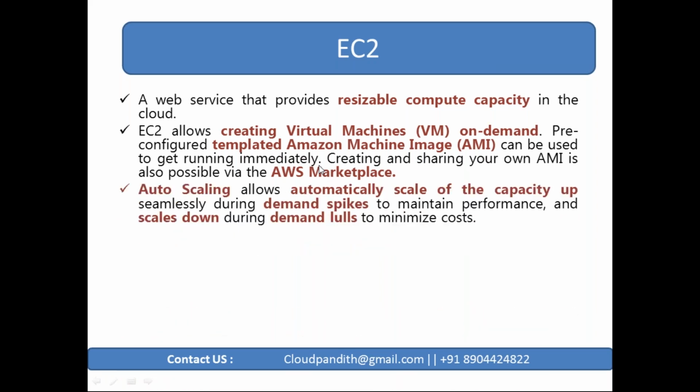Okay, next, auto scaling. That's what we have seen, right? Auto scaling allows automatically scaling the capacity up seamlessly during demand spikes to maintain performance, and scaling down during demand lulls to minimize cost. So what exactly it means is, as we discussed, your video got popularity and many people started watching. Let's say in India, there is more population. So what happens if something is popular in India? Suddenly you are going to get a lot of popularity.